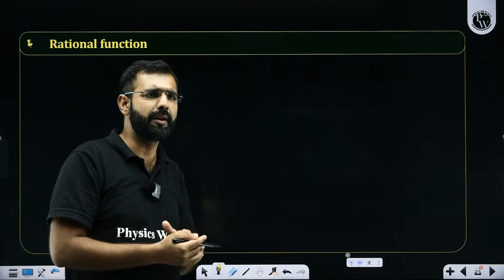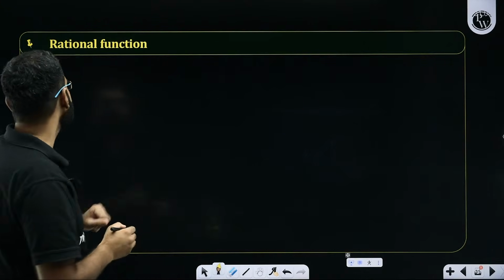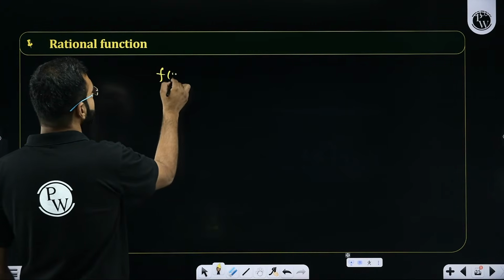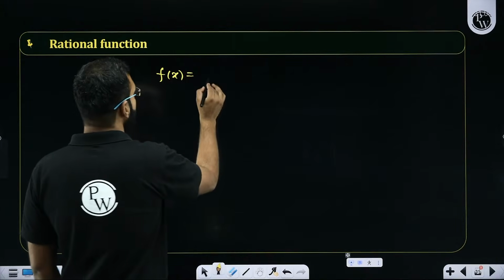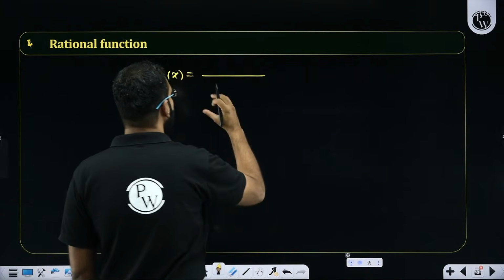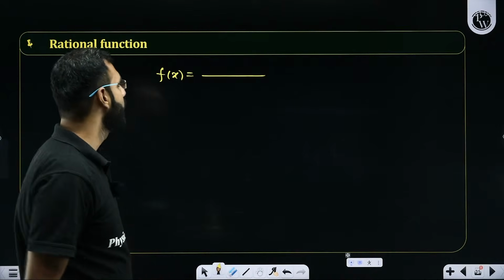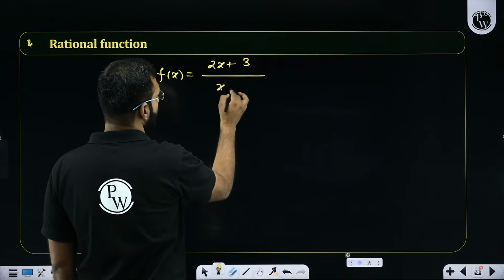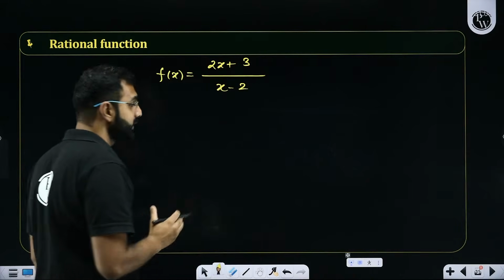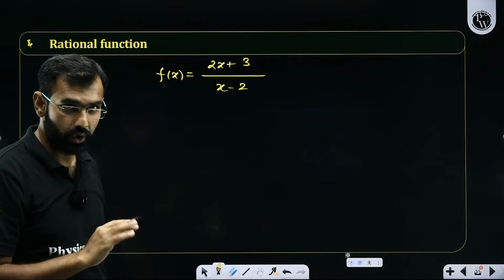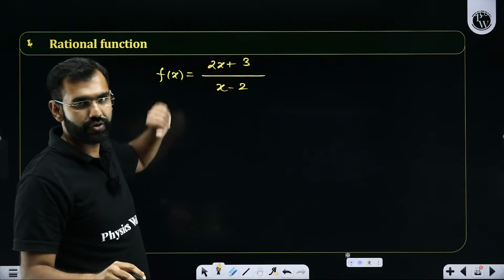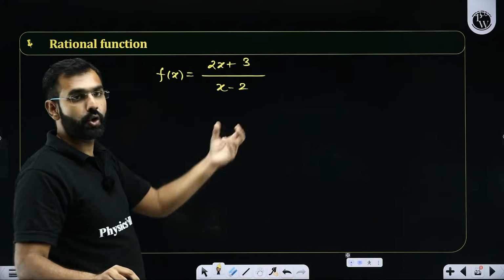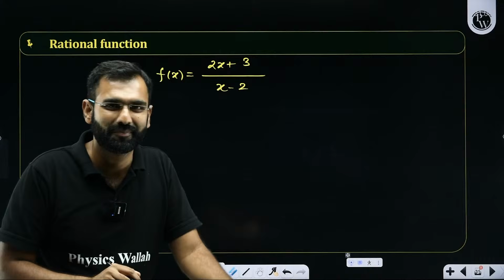Now, sir, what do we mean by rational functions? Rational functions means, let's say, two polynomials in the form of p(x) upon q(x). Let's say I'm given something like (2x plus 3) upon (x minus 2). Is this a polynomial function? No, it is a rational function, which has numerator and denominator as polynomials.